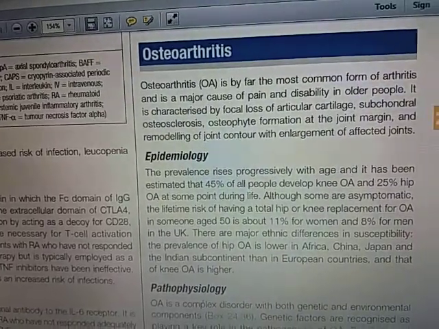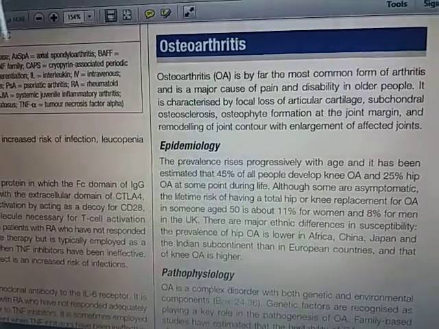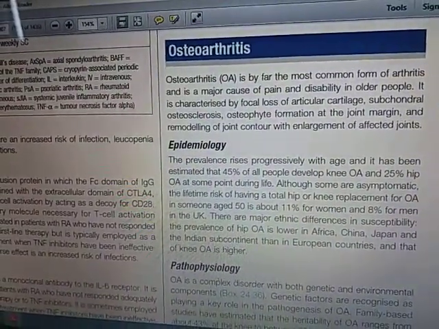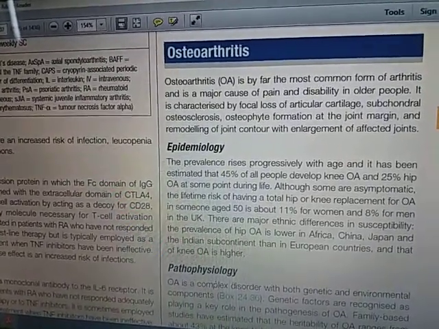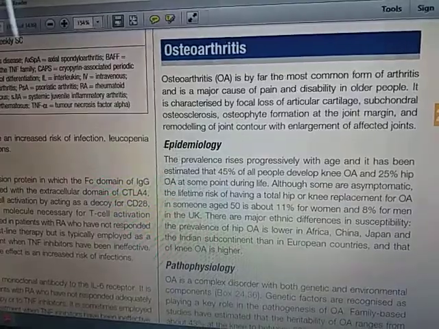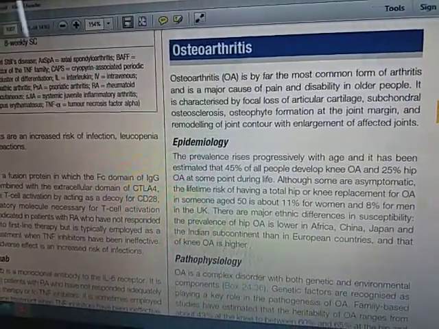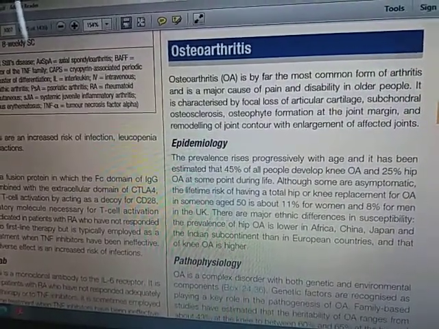Osteoarthritis or osteoarthrosis, OA, is the most common arthritis, a major cause of pain and disability in old people, characterized by focal loss of articular cartilage. It progressively rises with age.